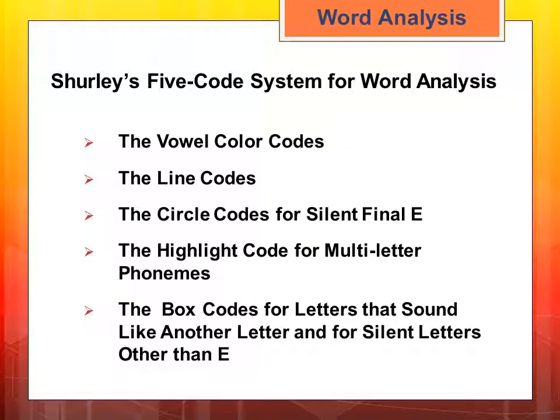To help students become fully aware of how letters and sounds are working together in words, we use the 5-code system to teach them word analysis. You already know about the vowel color codes and the line codes, but we also teach circle codes for silent final E, the highlight code for multi-letter phonemes, and the box codes for letters that sound like another letter and for silent letters other than E.